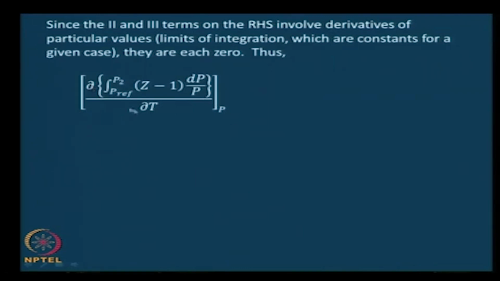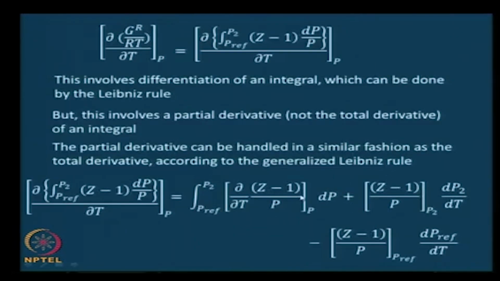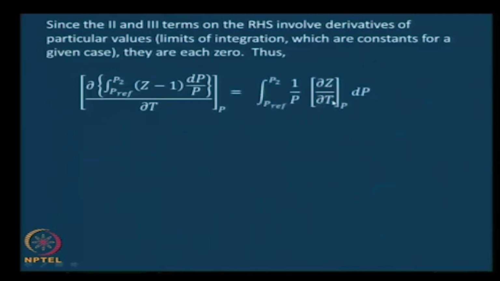Therefore, ∂/∂T of the integral from P reference to P2 of (Z minus 1)/P dP at constant pressure reduces to the integral from P reference to P2 of 1/P ∂Z/∂T at constant P dP, which is what this one reduces to. If you take the derivative here at constant P, that reduces to this. Please verify this. I am not going to give you extra time here, but we can go back after the class and verify this.